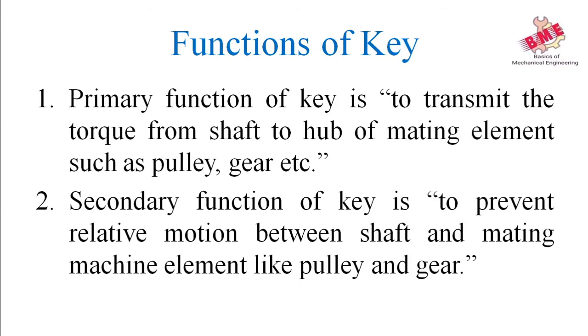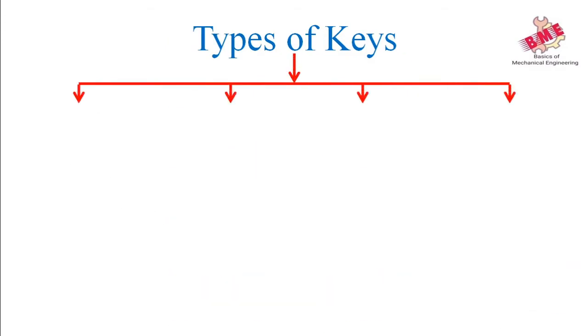Now we will see types of key. There are mainly 4 types of key. In that, first one is sunk key. A sunk key is a key in which half the thickness of key fits into the keyway on the shaft and remaining half thickness fits into the keyway of hub of machine part such as pulley or gear. Therefore, keyways are required on both shaft as well as on the hub of that mating element.